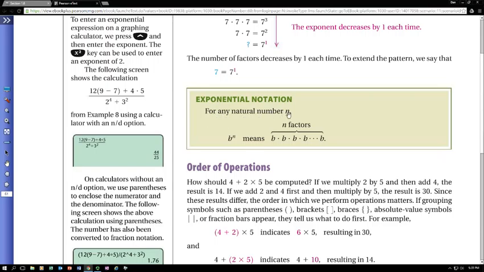For any natural number, now natural numbers are the counting numbers, which are 1, 2, 3, 4, 5, and so on.